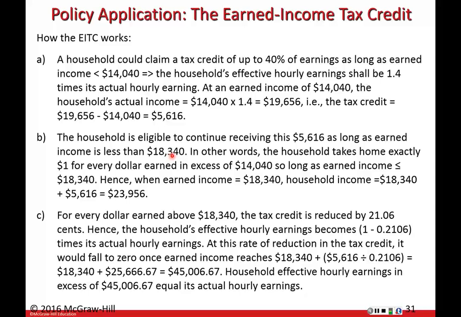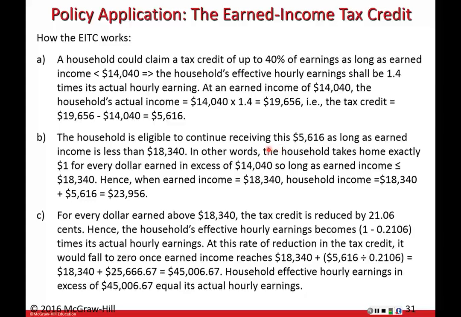the market pays it. So if the household is earning $10 an hour, it's going to take home the entire $10. In this range, earning less than 14,040, for $10, the household is actually taking home $14, 40% higher. Now in this range, 14,040 to 18,340, the household takes home exactly the $10. But it continues to receive this 5,616 tax credit, which it continues to receive as a lump sum. Think of it as a lump sum.